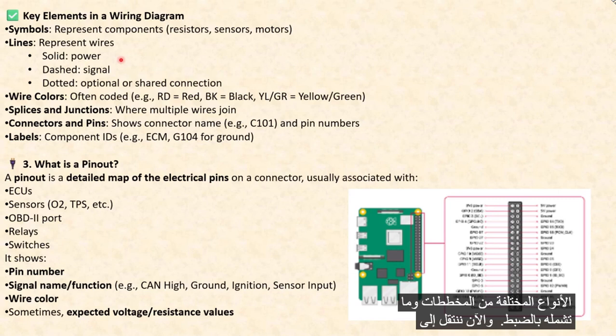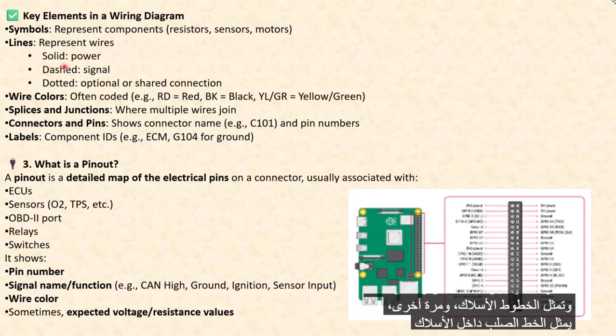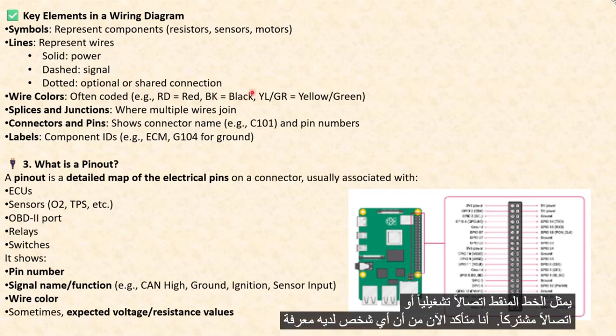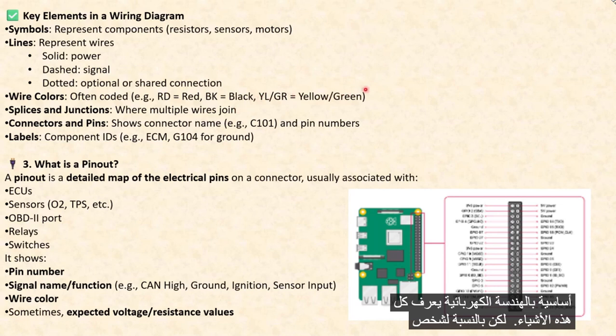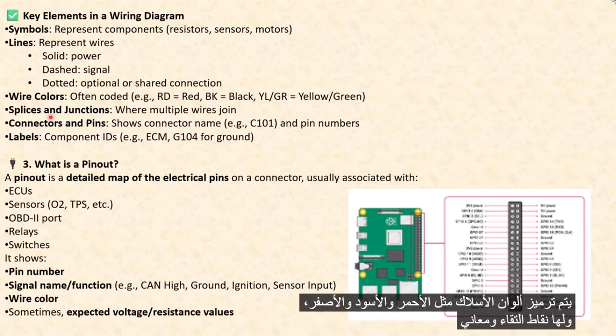Now coming to the key elements in the wiring diagram: symbols represent components like resistors, sensors and motors, and lines represent the wires. Within the wires, solid represents power, dash represents signal, dotted represents optional or shared connection. Now I'm sure anybody with basic electrical engineering knowledge knows all these things, but for somebody learning this course for the first time, all this information is extremely important. Even within the wiring diagram, wire colors are coded, like red, black, yellow. They have their own separate meanings.